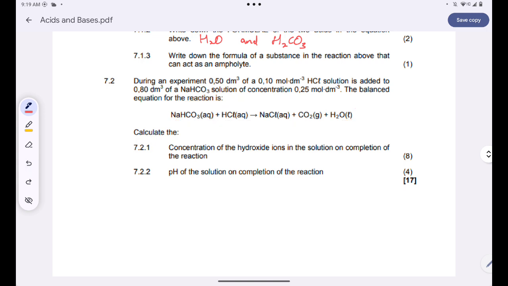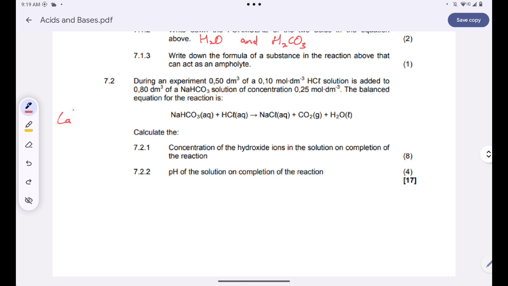We are told to calculate the concentration of the hydroxide ions in the solution on the completion of the reaction. We are being told that the reaction will reach completion, and since they want us to calculate the amount of hydroxide ions, which will be in excess, it simply means that the base in the reaction will be in excess. Are we together? So we can simply use our titration equation to see how much volume of the base was actually used.